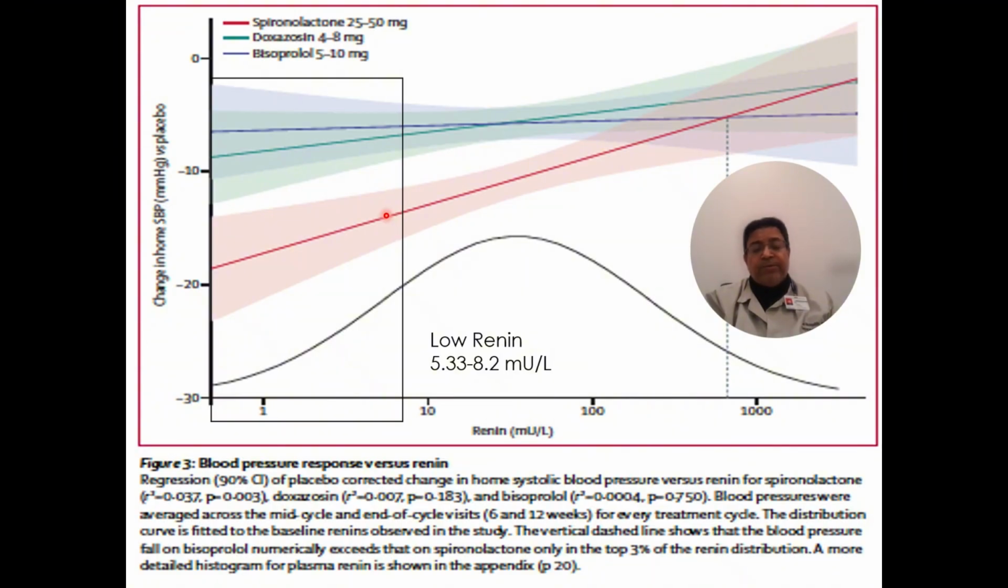But spironolactone, of course, is also effective in the renin values outside the low renin hypertension spectrum. So spironolactone should be used in resistant hypertension, even if the renin values are not low, but spironolactone is the most effective in low renin hypertension.